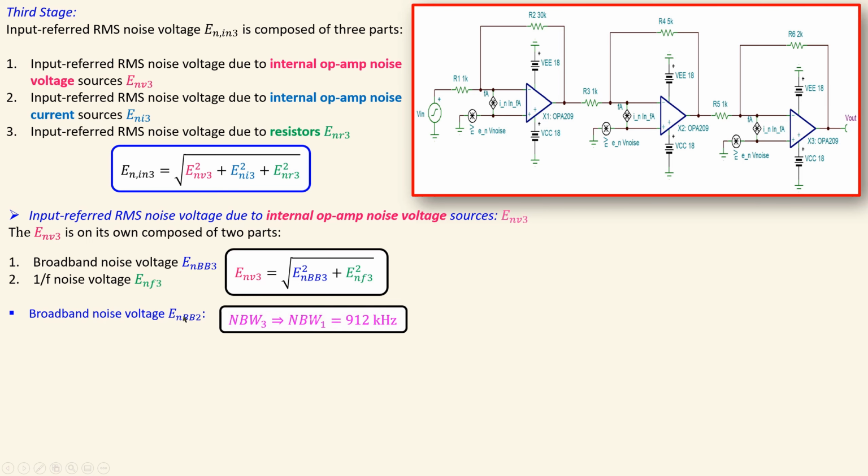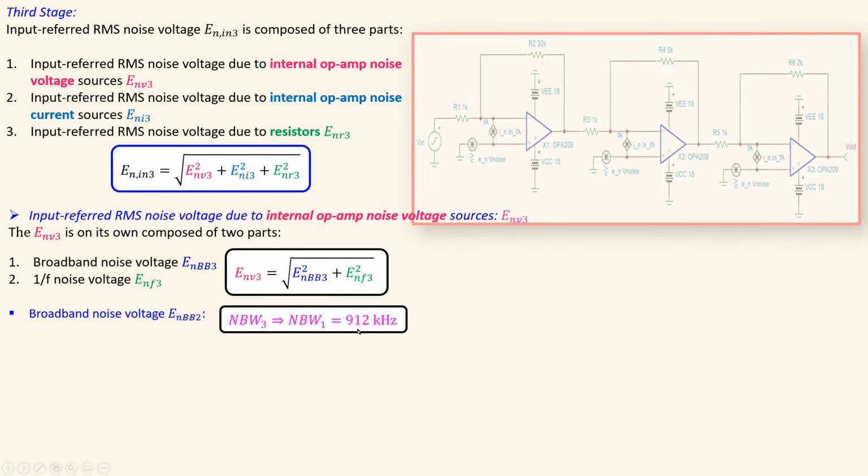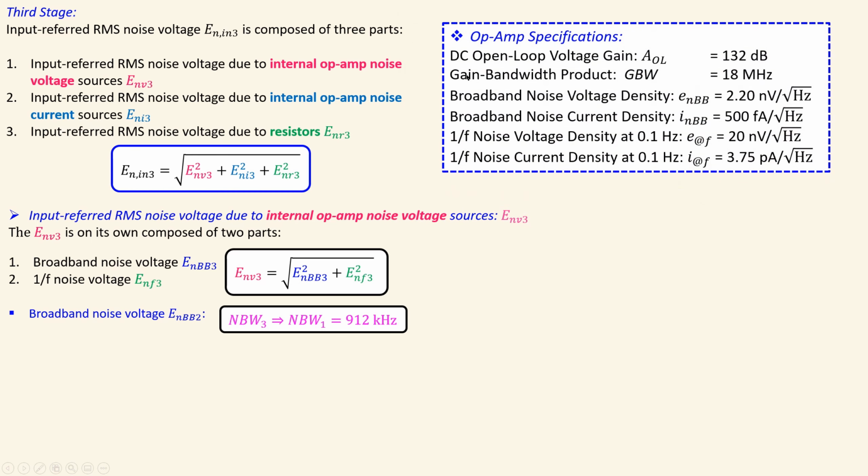Broadband part. Now we need to again really be careful. The noise bandwidth of the third stage will be limited by the noise bandwidth of the first stage. That is this, because that was the smallest one. And again, we use 912 kilohertz. That's very important. So again, op-amp specifications, just substitute the values in here.